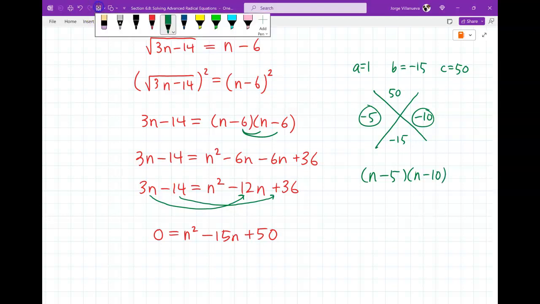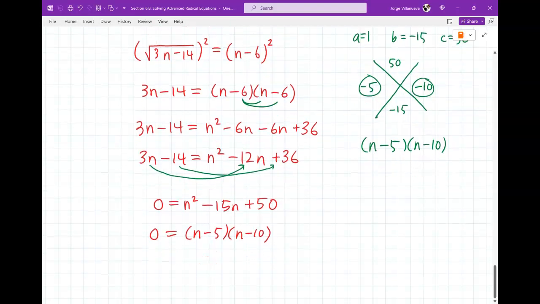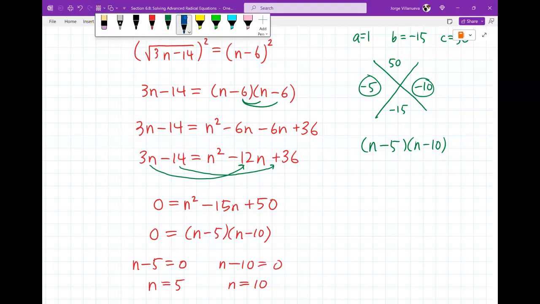So let me go ahead and put them down, and then I'm going to solve for them. n minus 5, n minus 10. So n minus 5 equals 0, n minus 10 equals 0. That means that n is equal to 5, and n is equal to 10. So last thing, got to check.